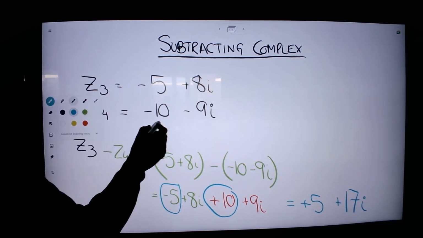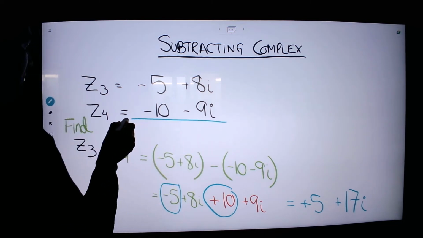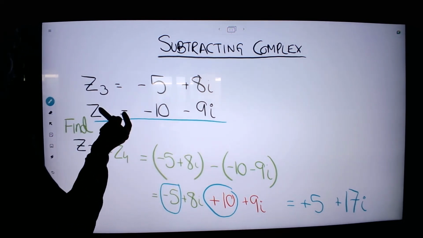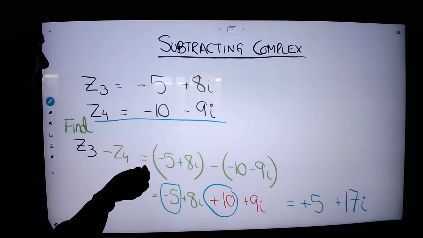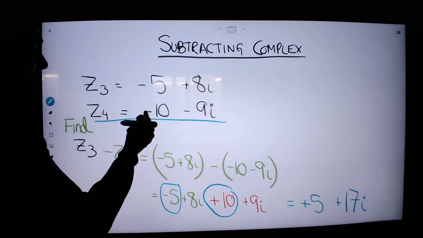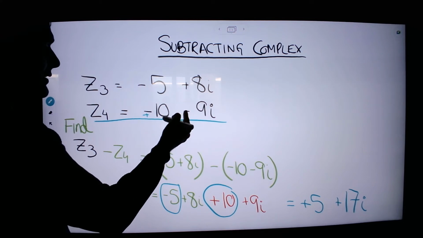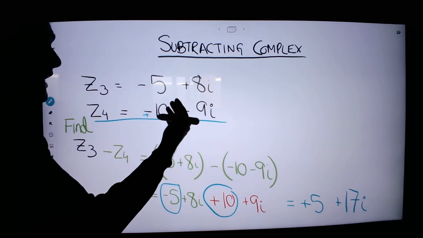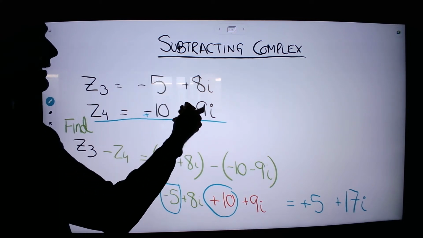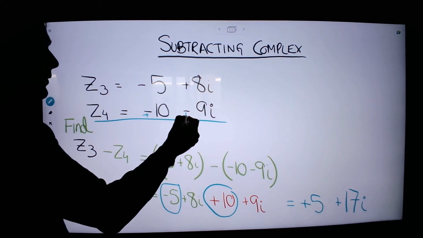You draw a line here because it's Z3 minus Z4. And then what you do is, because it's minus, whatever sign is here, you change that one. You don't make it plus, you change it. If that was positive, you make it negative. That was negative, so change it to positive.